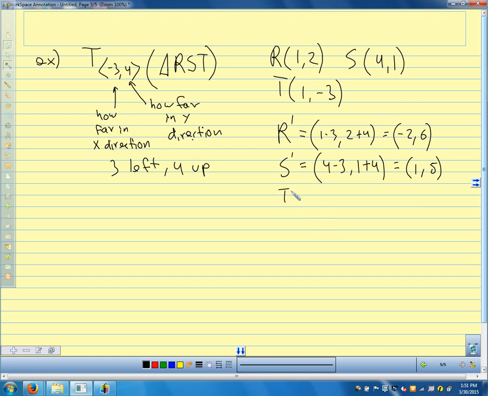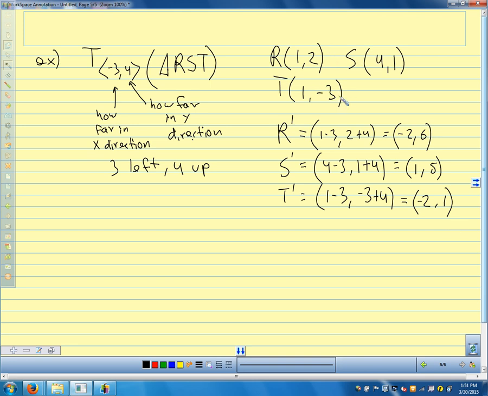And then T prime, do the same thing to T, so we're going to do 1 minus 3, and -3 plus 4, 3 left, 4 up, and we get the point -2, 1. And we could graph these two triangles.